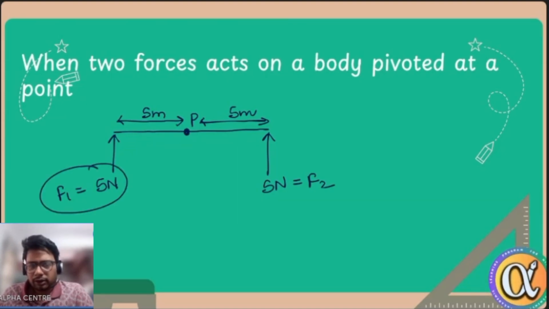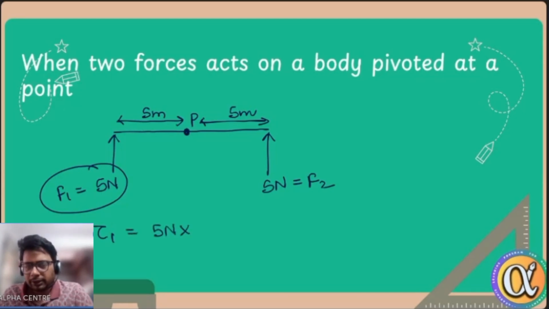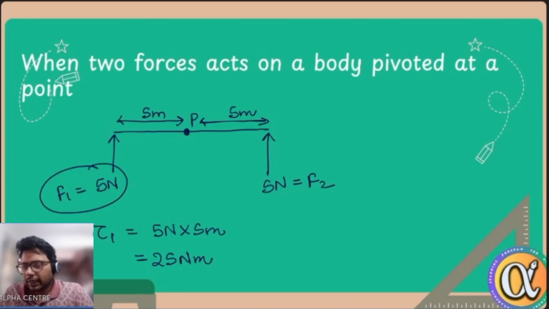What is torque due to force 1? Let's call that tau 1. By formula this is 5 newton multiplied with 5 meter, so 25 newton meter. I think that's not sufficient, right? We need to add direction to it. So can you tell what is the direction of this turning effect? Clockwise.